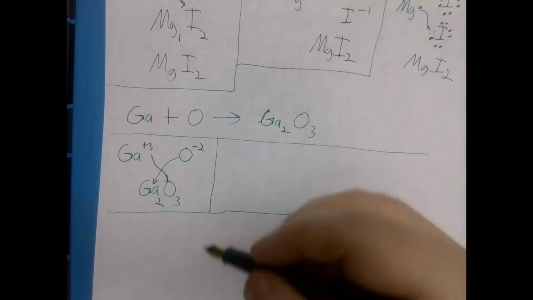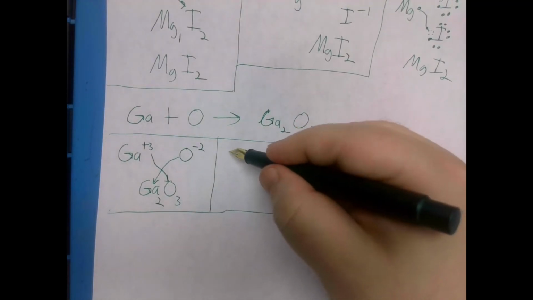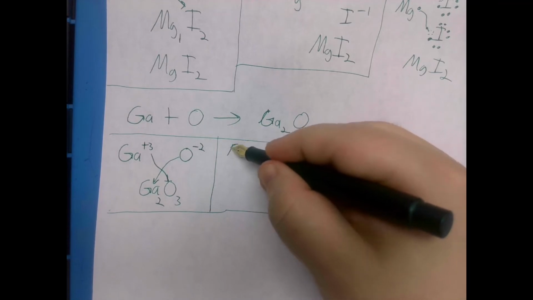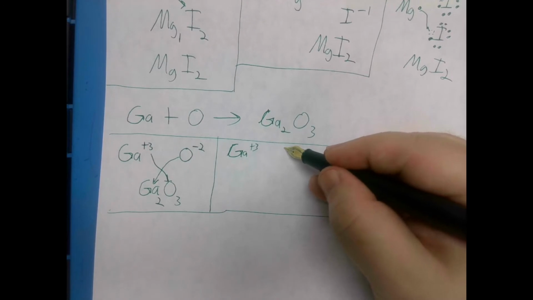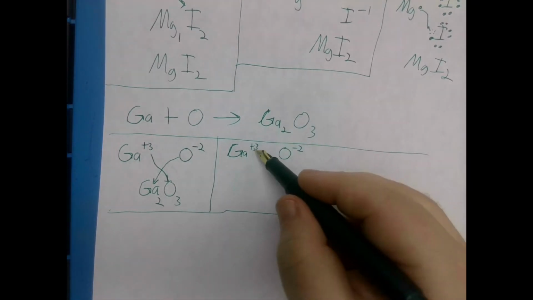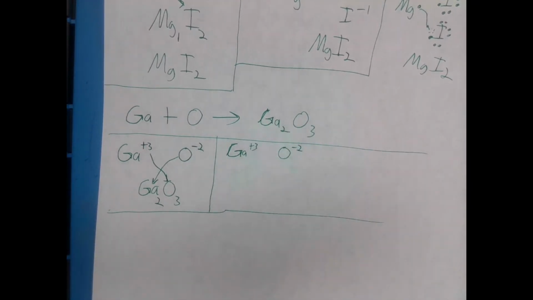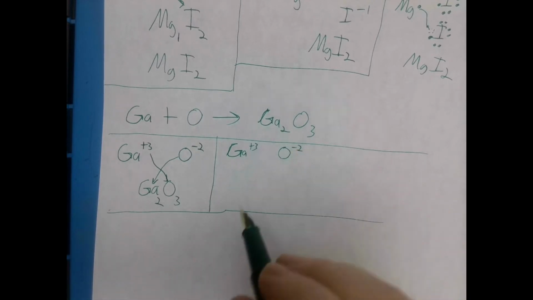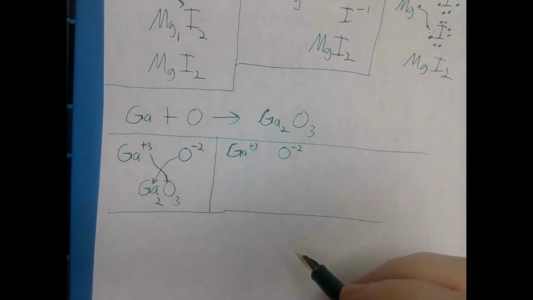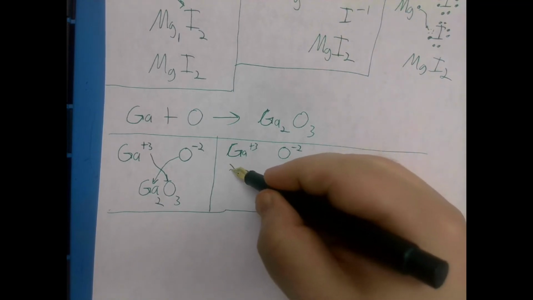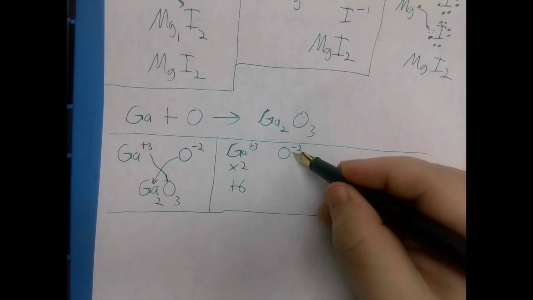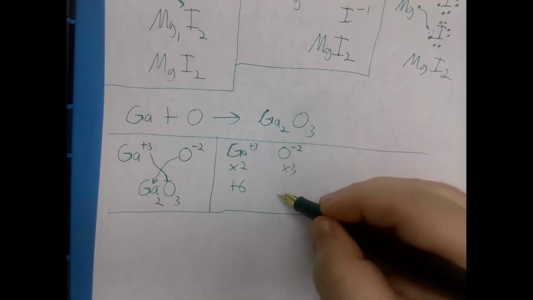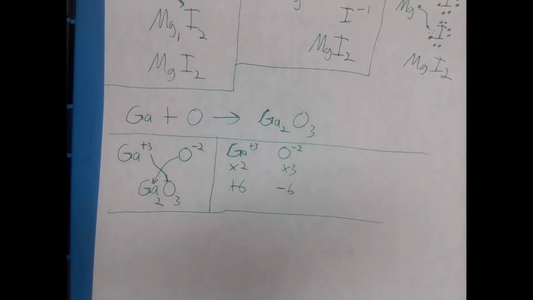Or we can look at this more complicated one. Gallium plus 3 and oxygen negative 2. And we need these to sum 0. Well, the least common multiple of these is 6. So if I multiply this by 2, I get plus 6 here. And if I multiply this by 3, I get negative 6 here. Plus 6 and minus 6 cancel each other out.